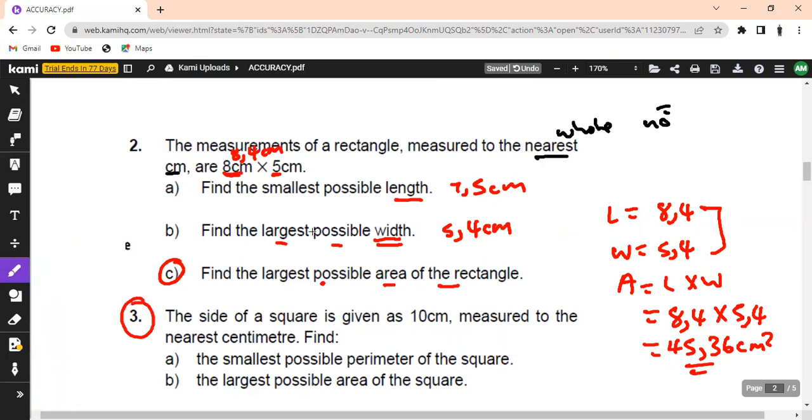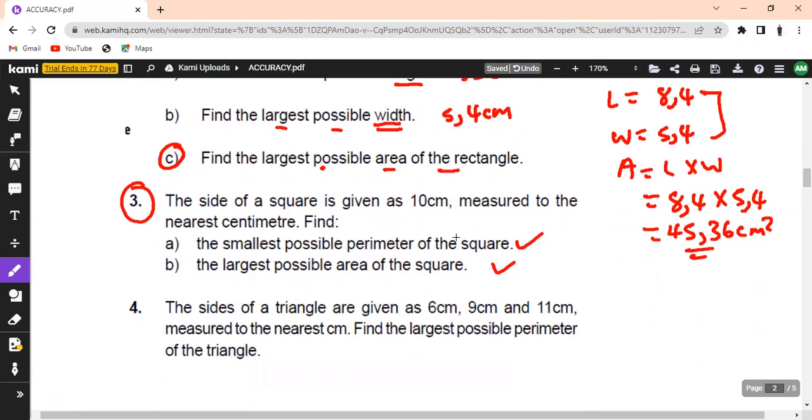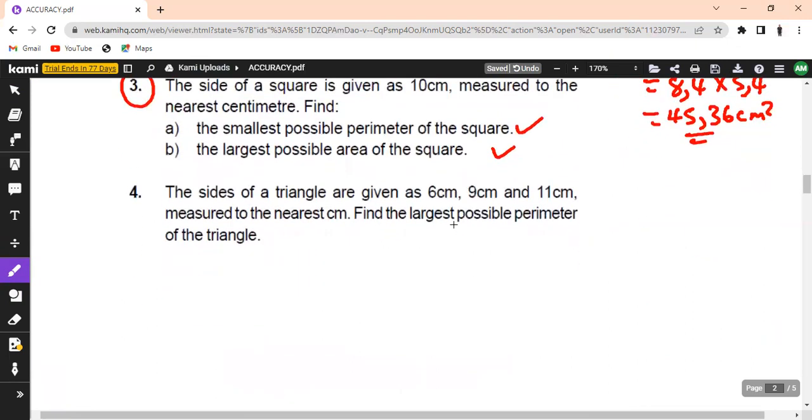So I want you to try this question of this square, to find the least possible perimeter and the largest possible area of the square, and let me know in the comment section the answers that you're going to have from this one. Which is the same thing here. We need the largest possible perimeter of the triangle. So you round off this to the nearest, you find the largest, then you find your perimeter.